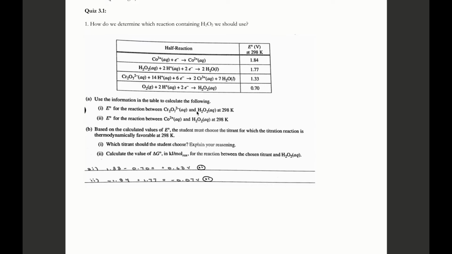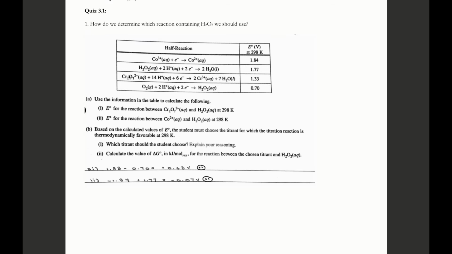So for I, you have to flip the H2O2 reaction, because remember, you always have to have a reduction half reaction and an oxidation half reaction. That's why it would be 1.33 plus negative 0.70, because you had to flip this to make it the oxidation while this remained the reduction, since this is a required reactant.